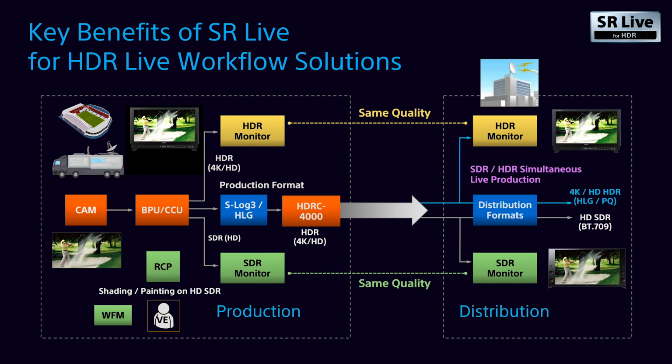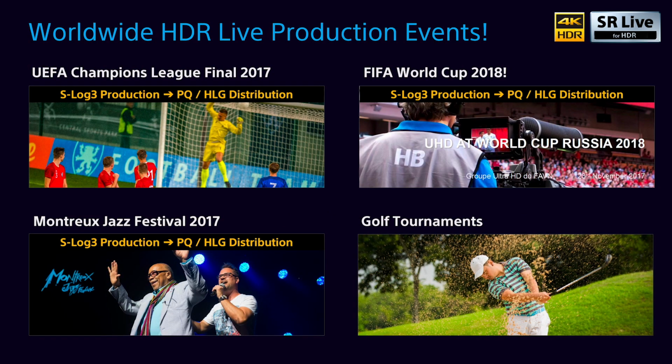At the output of the production pipeline, our HDR converter, the HDR-C4000, perfectly converts the finished production master to the selected HDR distribution format, as well as the SDR signal for today's broadcast. And this workflow guarantees that the image quality and creative intentions decided in production can be carried all the way to the final viewer. The SR Live workflow has been used very successfully in numerous projects around the world, including major sporting, musical, and live media events.